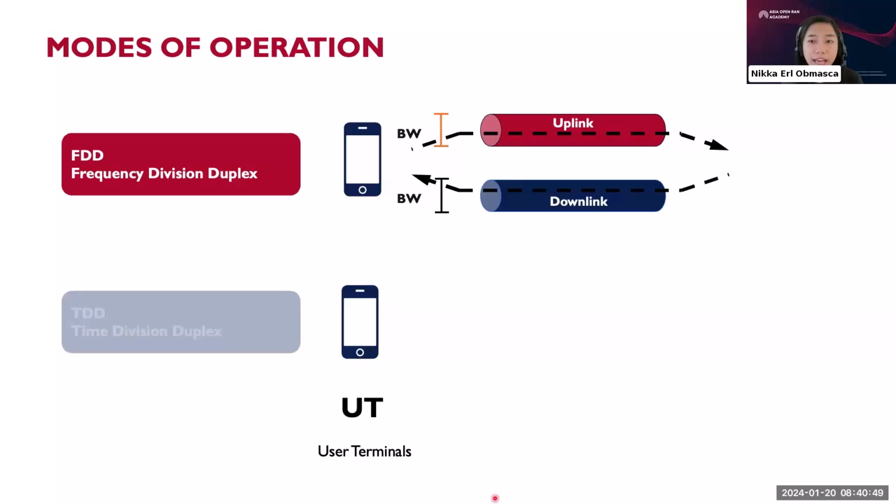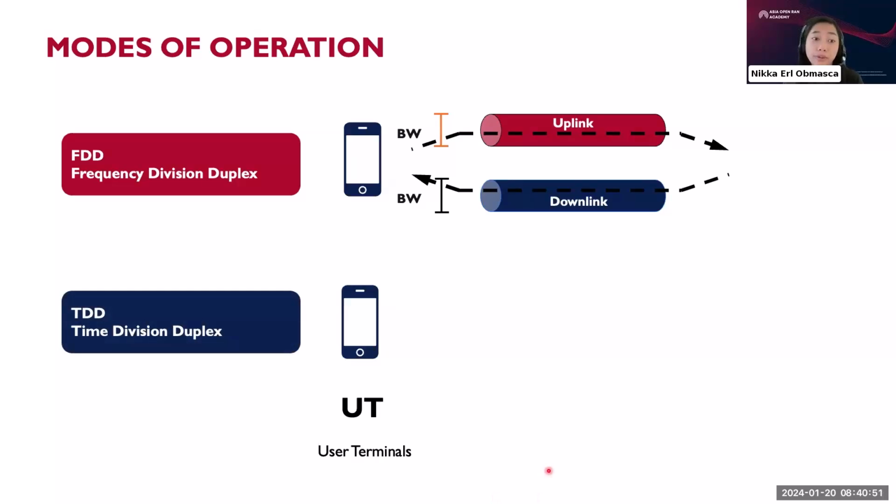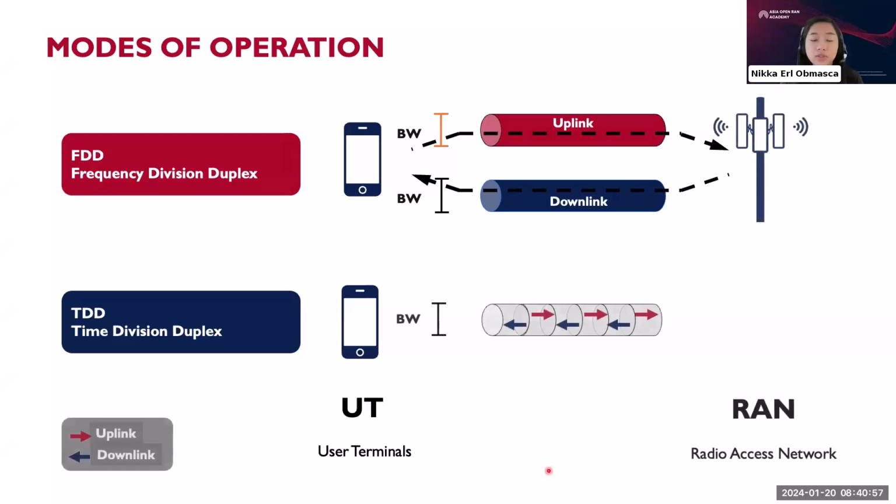So the next one we have is the time division duplex. From the word itself, time. TDD stands for time division duplex. Here you can see the blue one is downlink and the red one is the uplink. It is a duplexing technique used in telco to transmit and receive signals on the same frequency. If FDD transmits and receives in two different frequencies, TDD transmits on the same frequency, but at a different time.